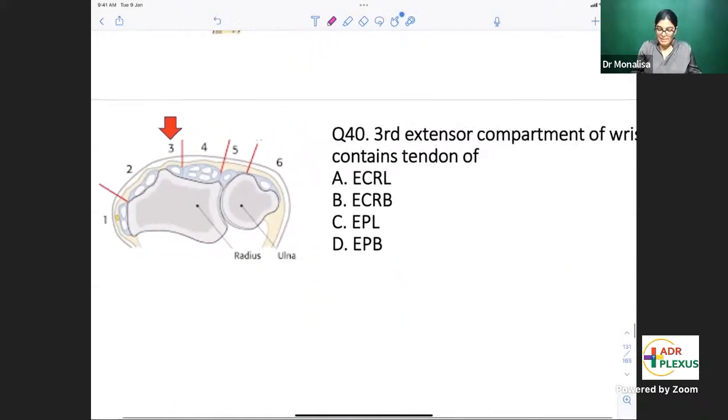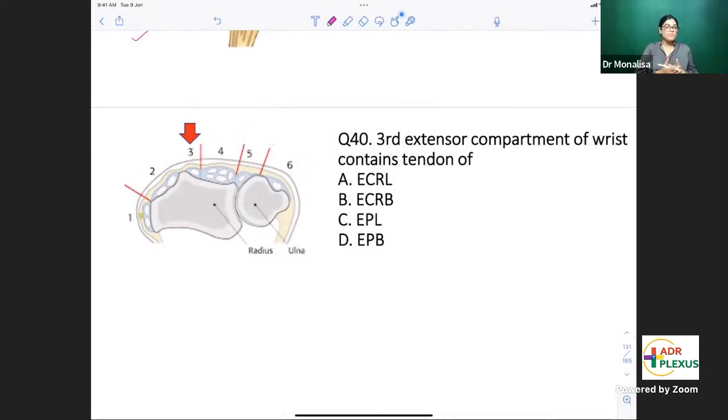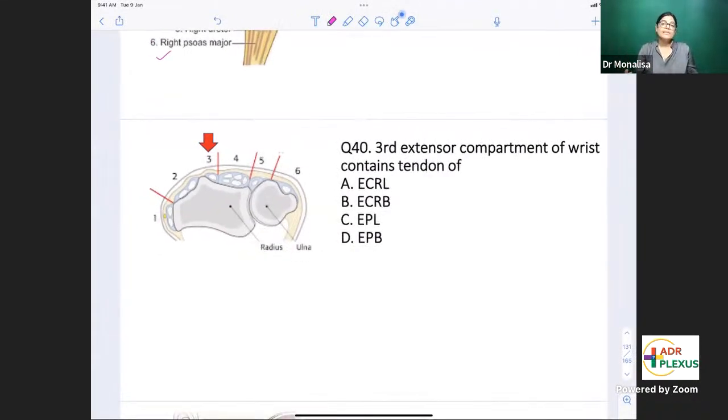Okay, the third extensor compartment of the wrist contains which of the following? We know that a total of 6 extensor compartments are there below the extensor retinaculum. What does the third tendon pass through in the third extensor compartment? We have done this in our discussion, and let me see who is marking the right answer.